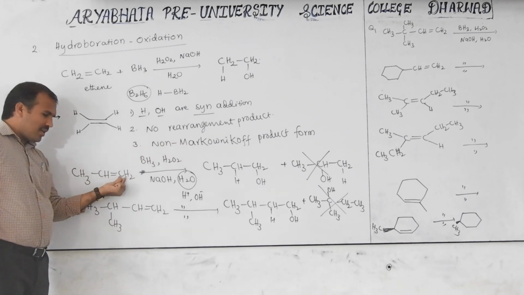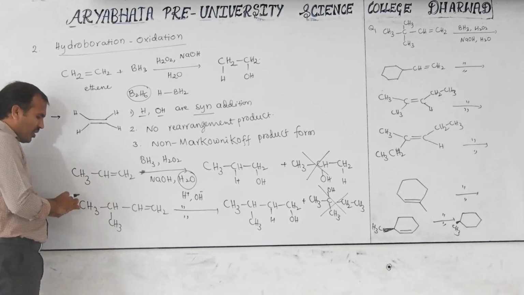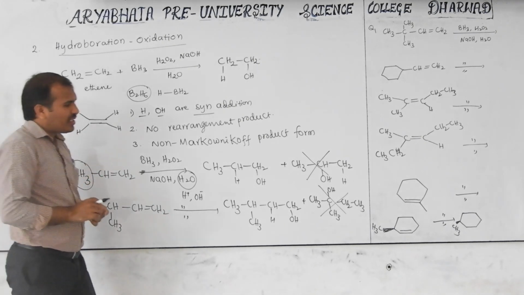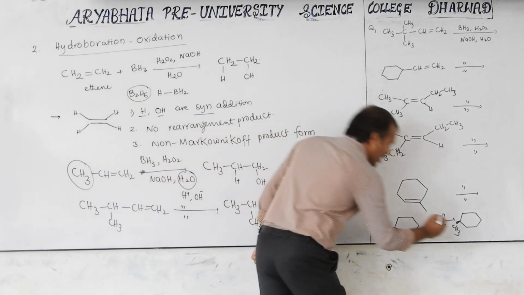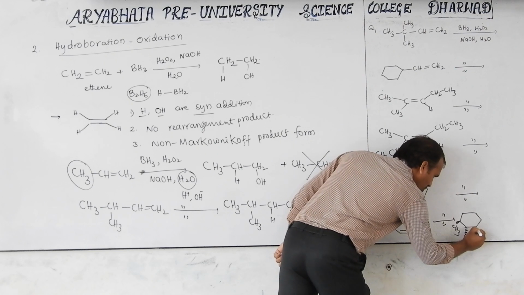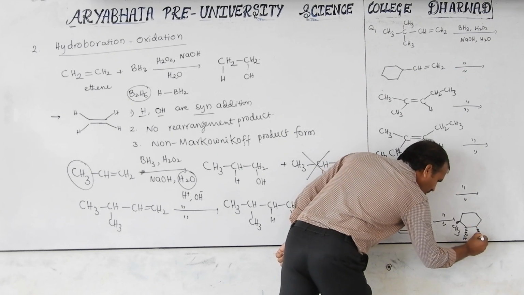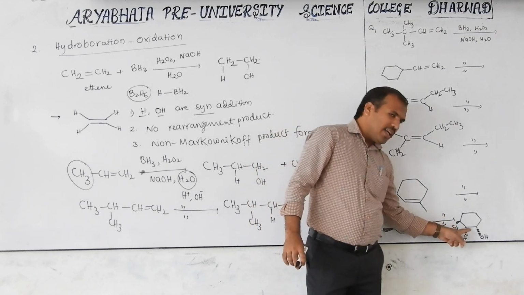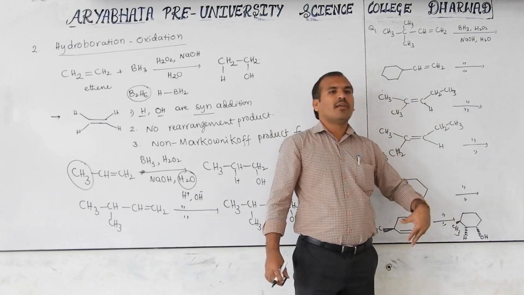This is less steric, this is more steric. It means this methyl group is sterically hindered to this carbon. That's why here also we will get H near to the methyl group and OH away from this methyl group. Okay? This dotted line indicates what is away from the observer.